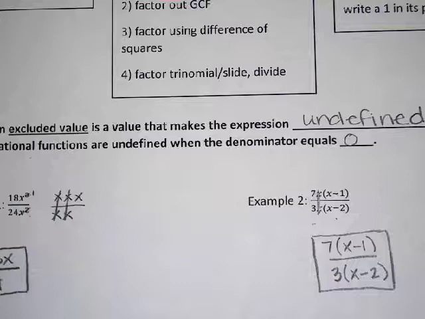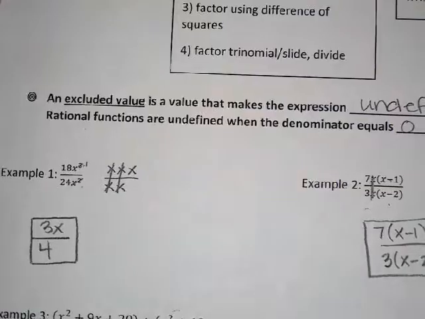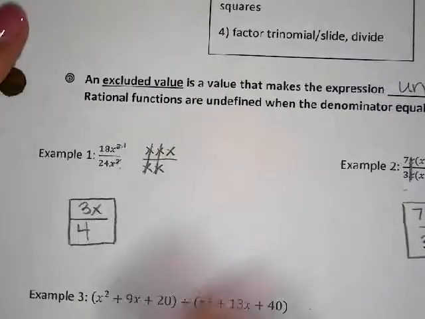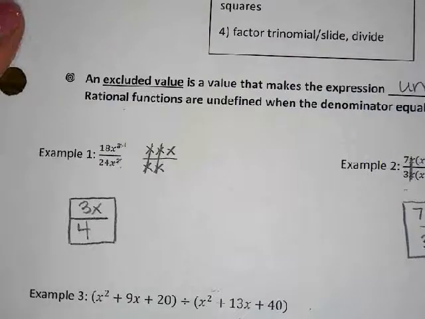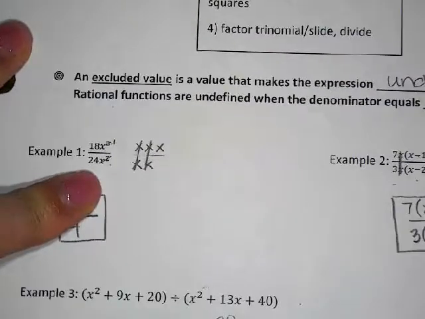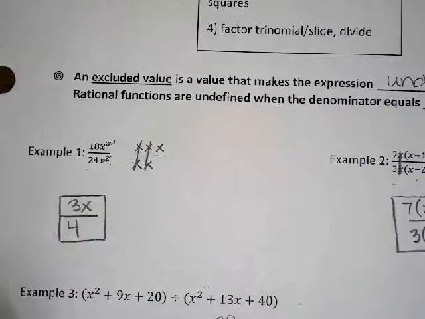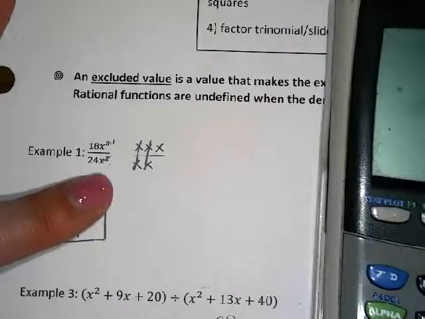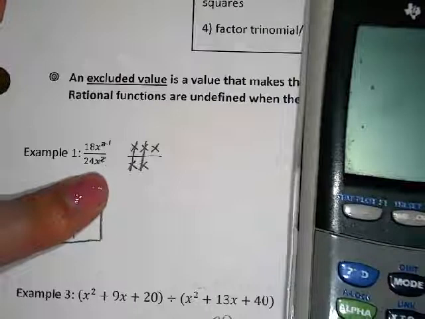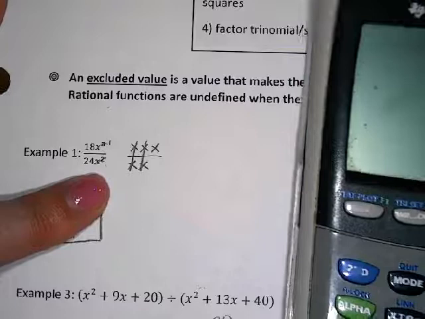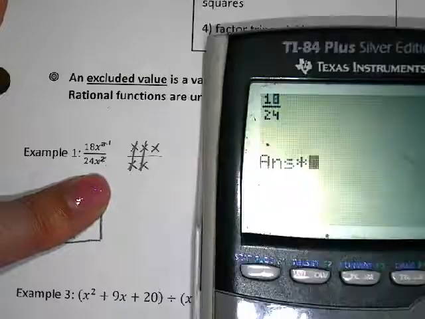So to find the excluded value of a rational expression, all of these were rational expressions, what you do is you look at the problem before you cancel anything out. So you're looking at the original problem and you see what x value gives you an error message in the calculator. So what we're going to do is we're going to go to y equals, and we're going to type these in.